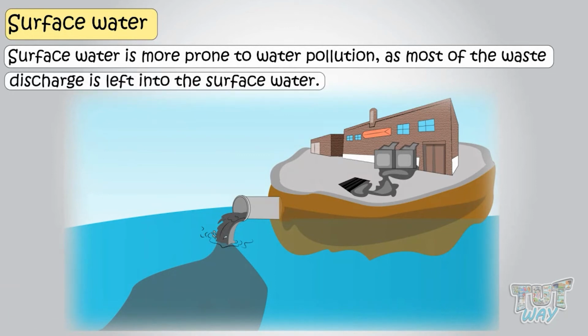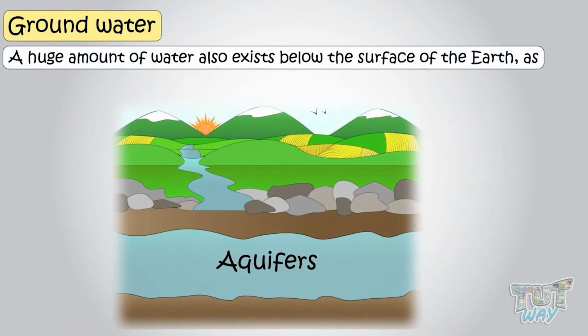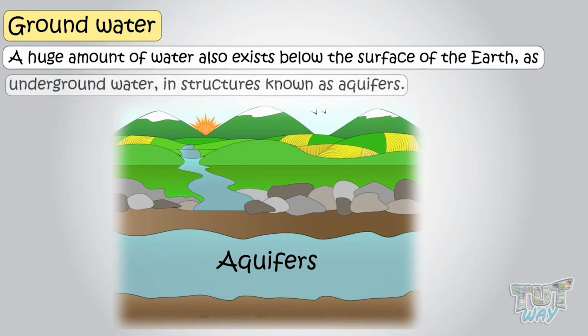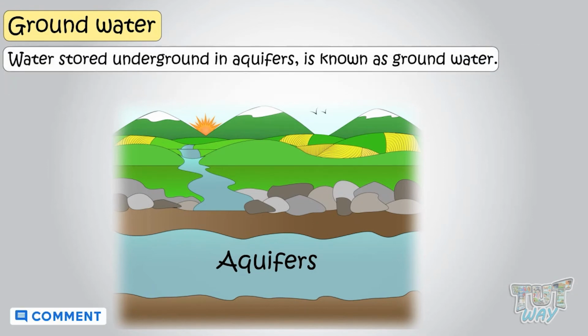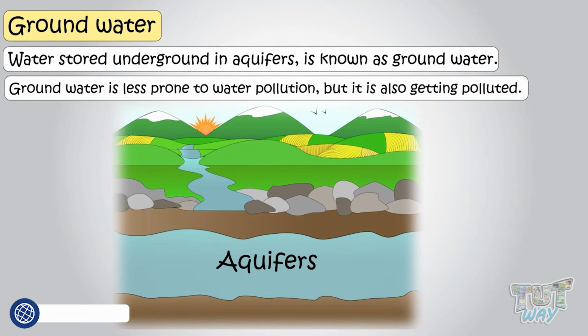into the surface waters. A huge amount of water also exists below the surface of the Earth, as underground water, in the underground rock structures known as aquifers, which we cannot see and seldom think about. Water stored underground in aquifers is known as groundwater. Groundwater is less prone to water pollution, but it is also getting polluted.